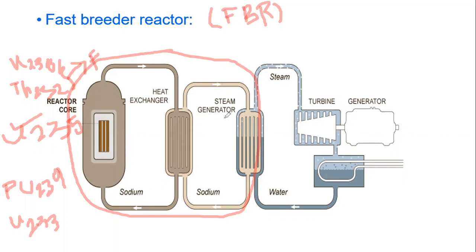In the first heat exchanger, the coolant is sodium. In the second heat exchanger, the coolant is liquid sodium. Why? Because we are using sodium as the coolant. That means we are producing an enormous amount of heat energy. That's why the coolant is sodium.